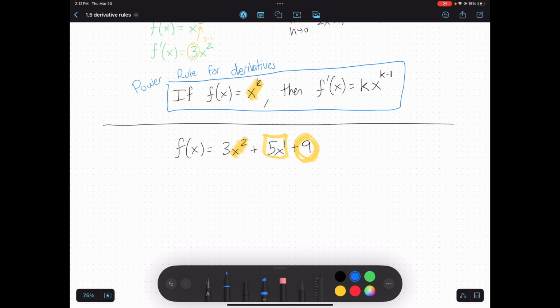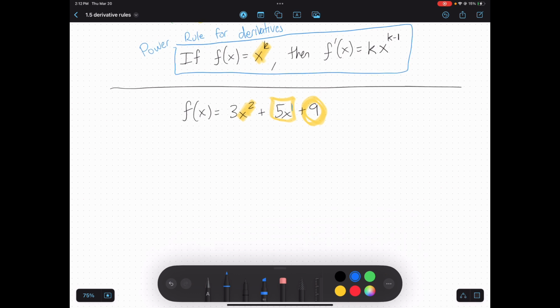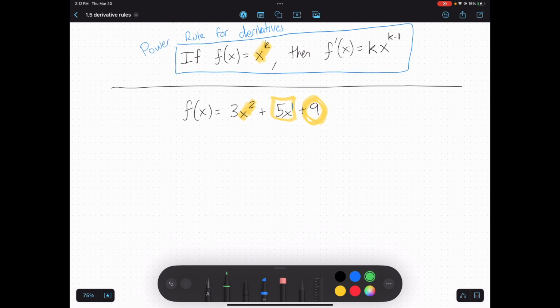But there's a lot more going on, right? This isn't a simple power function, it's a quadratic function. So I can't use any of the rules that I have. But there's got to be a simpler way to do it if I know the derivatives of each of these pieces, right? Well, let me introduce you to a couple more derivative rules that are really, really helpful.